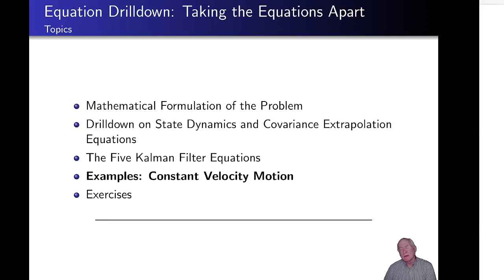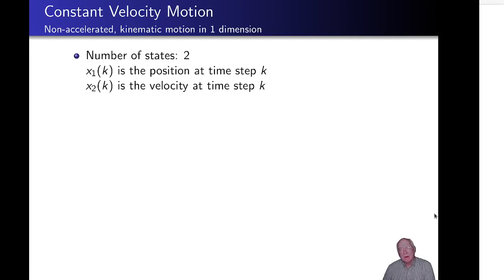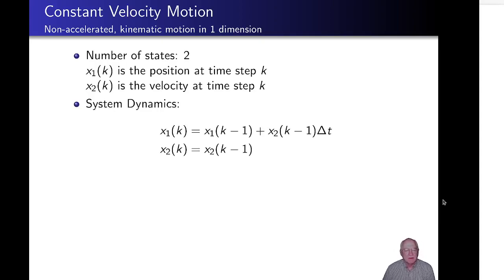This time we're going to be looking at an example of a Kalman filter trying to track constant velocity motion. We're talking about non-accelerated kinematic motion in one dimension. So there are two states, position state and velocity state. System dynamics is still quite simple.